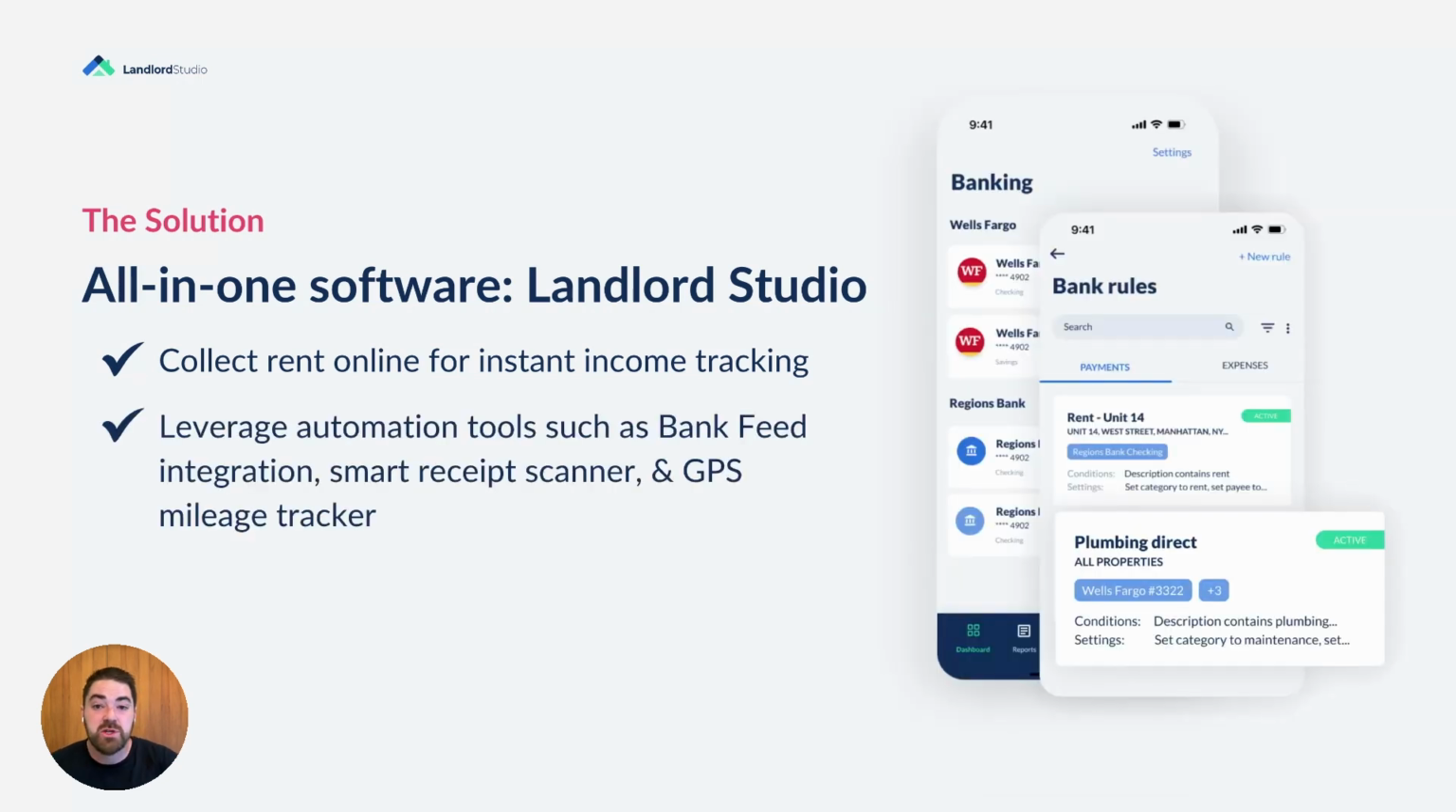You can also leverage the automation tools like the bank feeds. We use Plaid to integrate into your bank account so you can pull transactions in and then assign them to properties. This strips out a lot of the manual effort that's required if you're using a spreadsheet otherwise. You can also use our smart receipt scan to automatically capture receipts and invoices and store them on file, and that built-in GPS mileage tracker as well. All these little features really help you stay on top of bookkeeping and automate a lot of the process in your business.